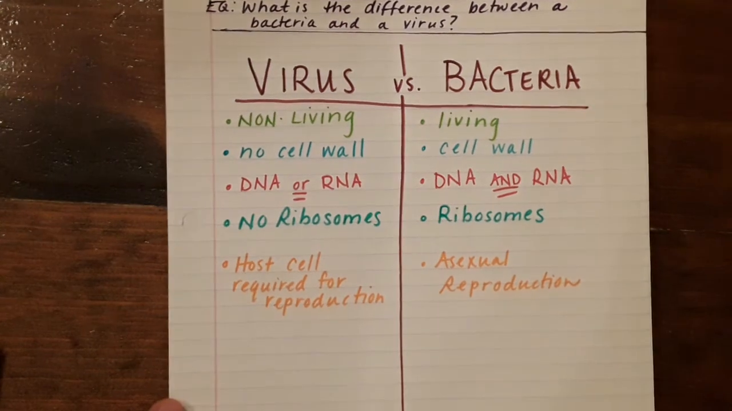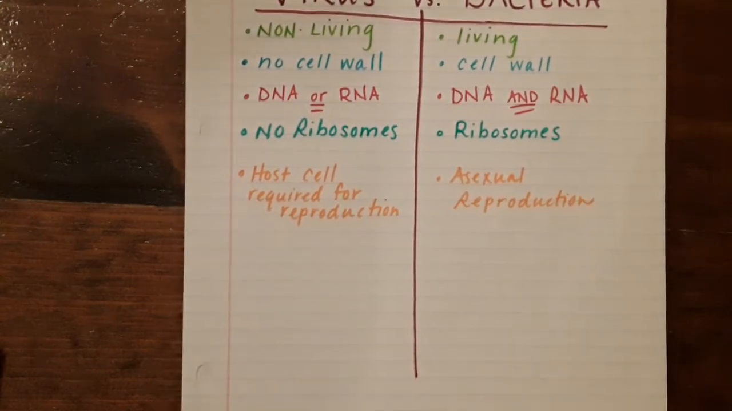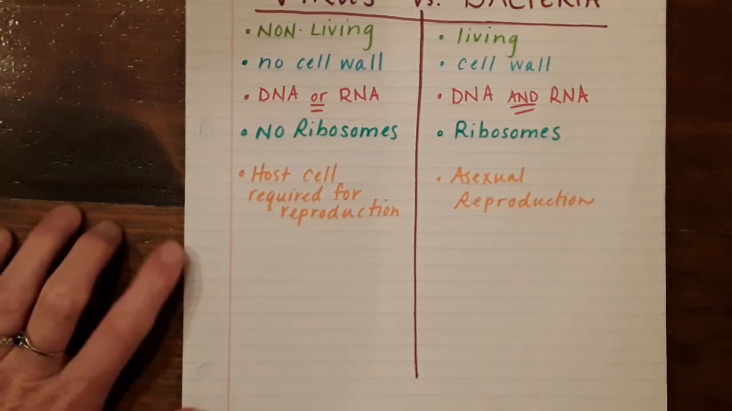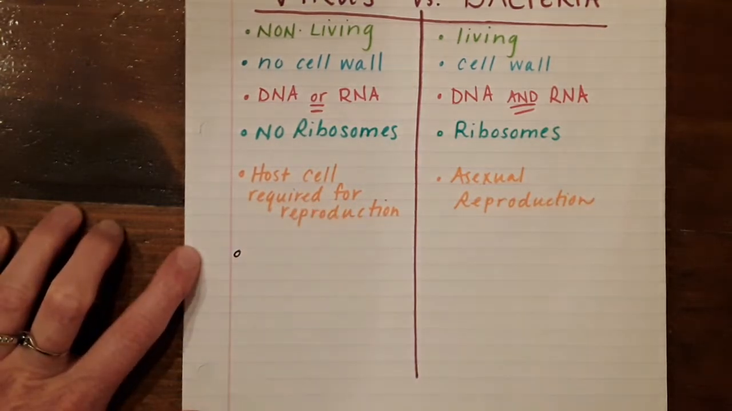So, asexual reproduction. When we look at treatment or prevention for a virus, once you get a virus, we can use some antiviral drugs to slow down the attachment of viruses to the host cell. That's what antiviral meds are. But once you have a virus, your body kind of has to work through it.